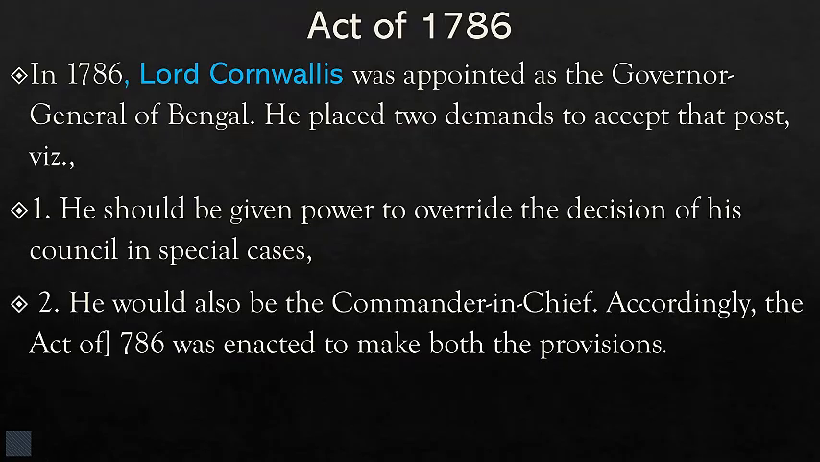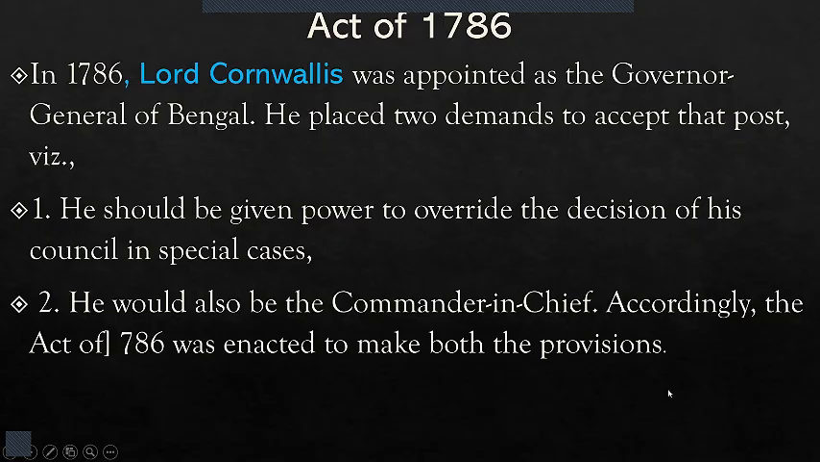Okay, so now the Act of 1786. So this is just a small act. In 1786, Lord Cornwallis was appointed as the Governor General of Bengal. He placed two demands to accept that post: he should be given the power to override the decision of his council in special cases, and he would also be Commander in Chief. Accordingly, the Act of 1786 was enacted to make both the provisions.